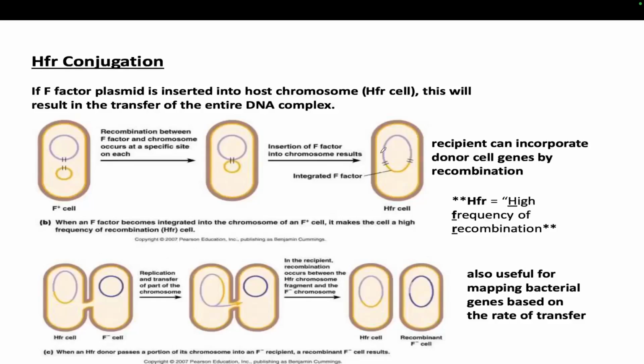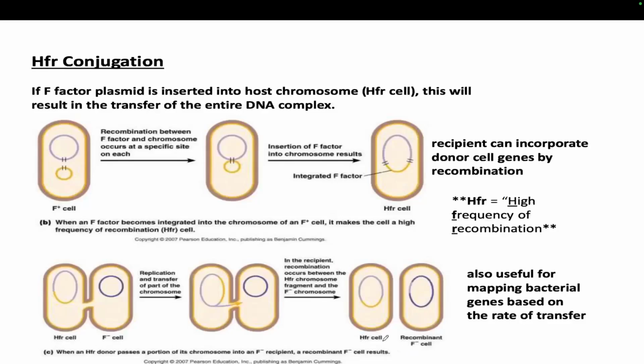Now you have the HFR cell. When you conjugate the HFR cell with a recipient cell which does not have the F factor, the final recombination will give you the HFR cell and the recombinant F minus cell. Remember this, because from an exam point of view it can be asked: when F positive and F negative cells cross, what type of cell will be generated, and when HFR conjugates with an F negative cell, what will be the result.